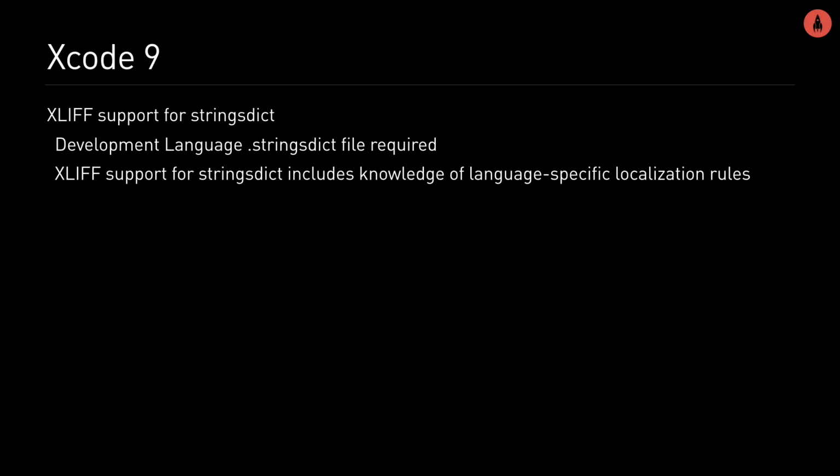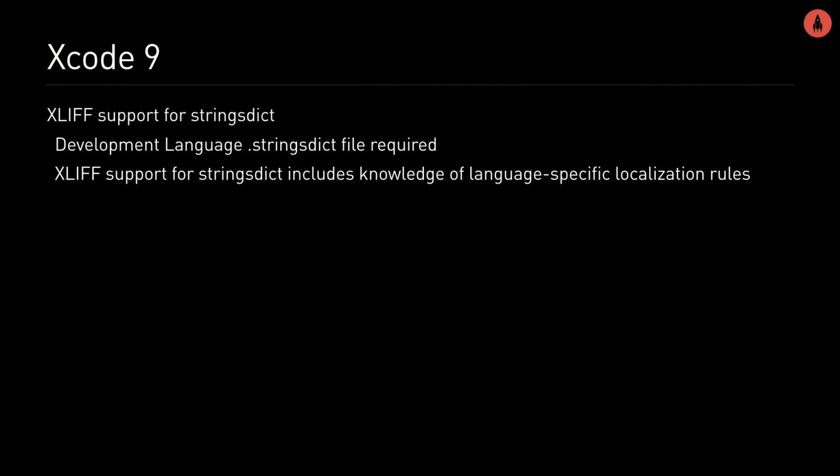And additionally, the pluralization support for string stick files knew the pluralization rules for different languages. So you don't have to do anything special if you write your code in English and want to request that Russian translation. Xcode is capable of exporting that file for you. It knows how to deal with that. It tells your translators what you need. So what does that look like?